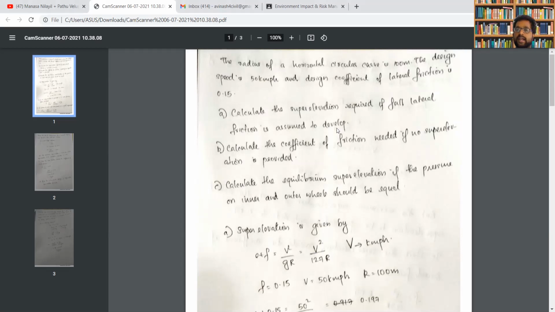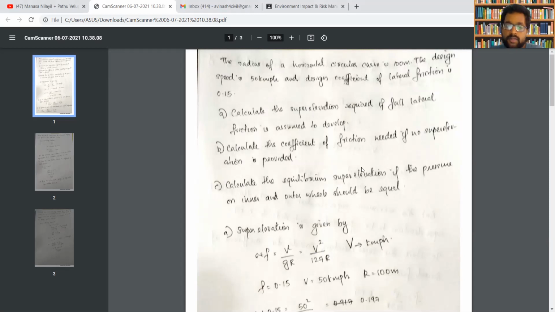Given data is radius of horizontal circular curve, design speed, and the coefficient of lateral friction. And there are three parts for the question. First part is if full lateral friction is assumed to develop, you have to find out the super elevation. Second part is there is no super elevation provided, find out the coefficient of friction. And third part is the pressure on the inner and outer wheels will be equal. So find out the equilibrium super elevation.